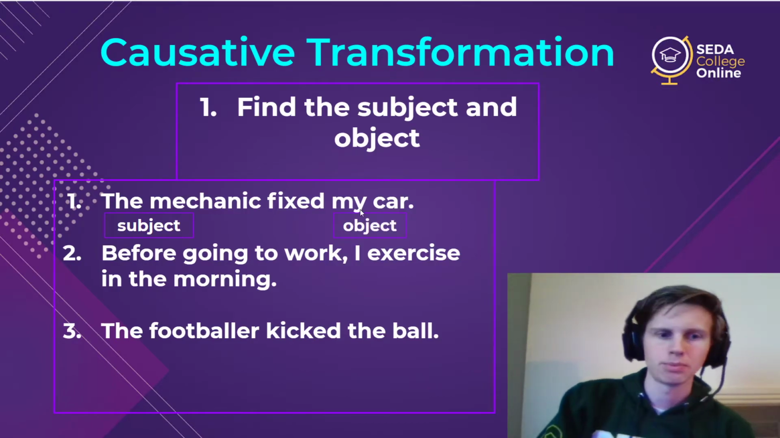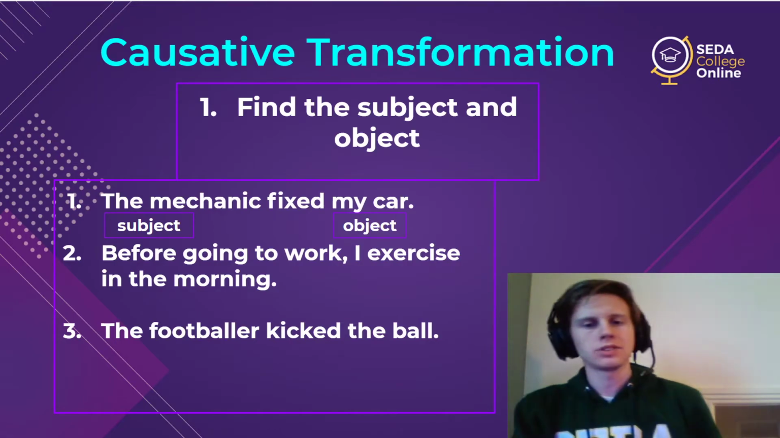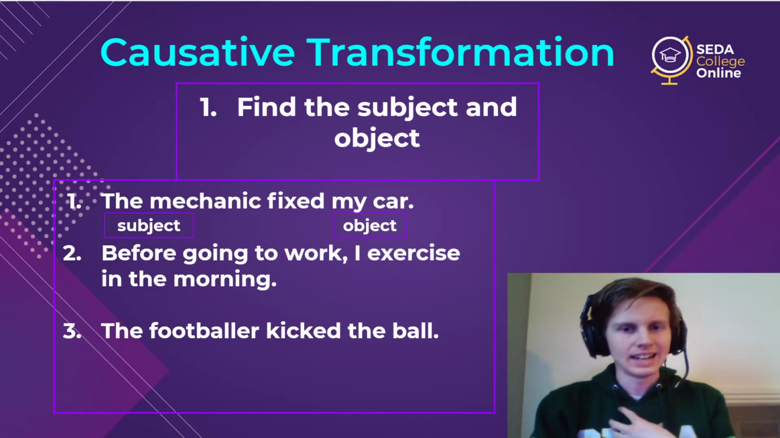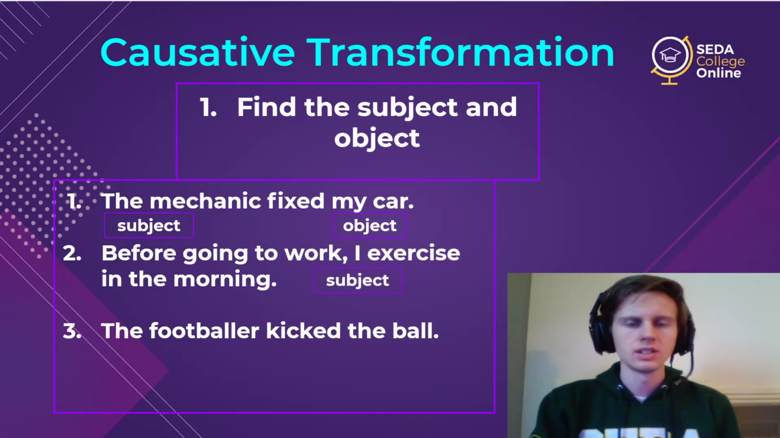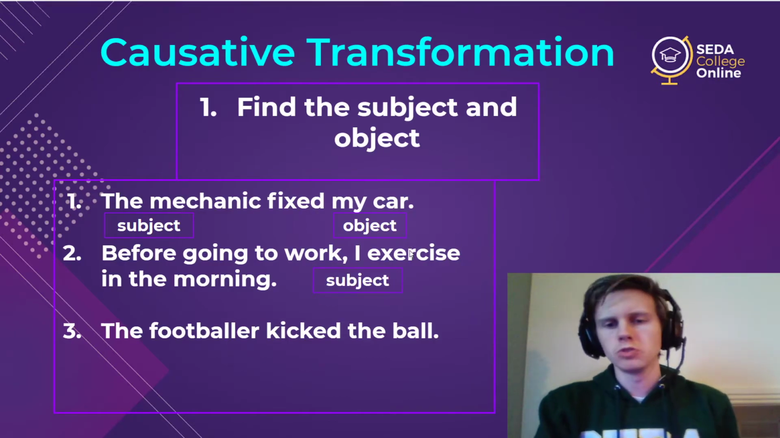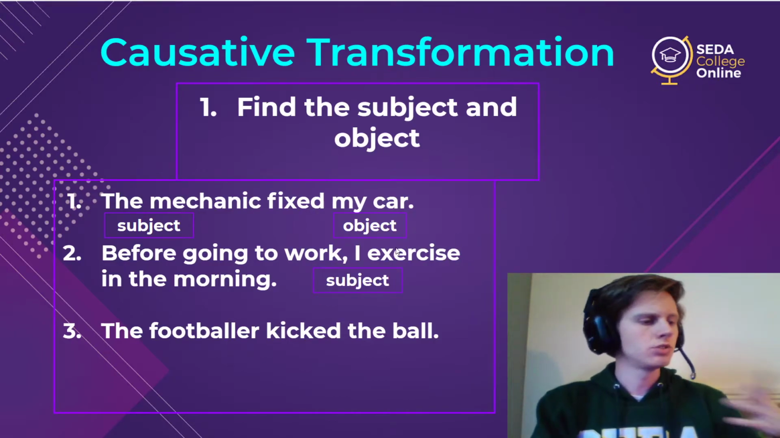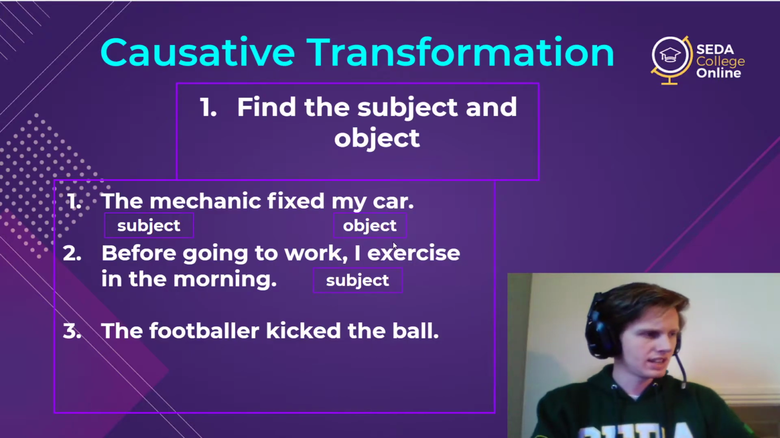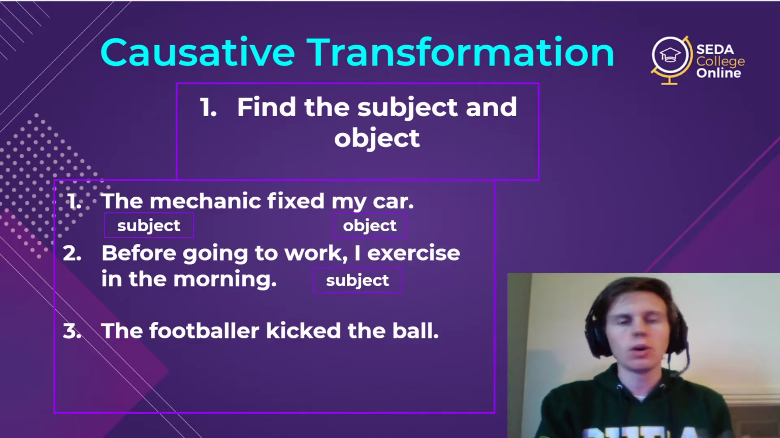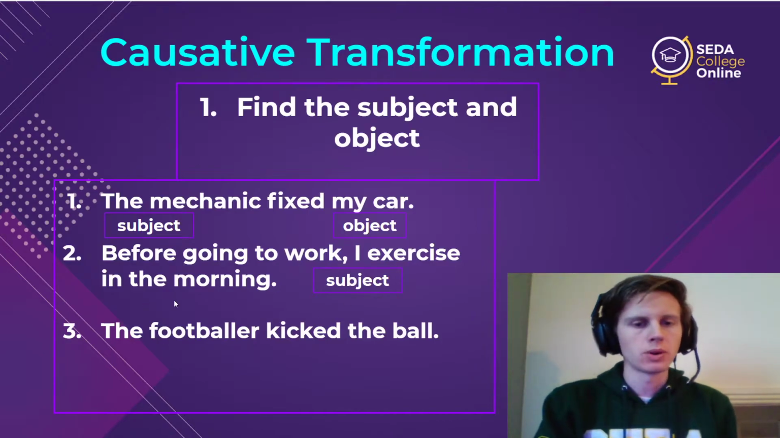The next example. Before going to work, I exercise in the morning. Well, here, very clear subject. I exercise, so there it is. But do we have an object? Well, exercise. Do I exercise to something? Does my exercise affect something? No. So no object here, nothing, just in the morning.